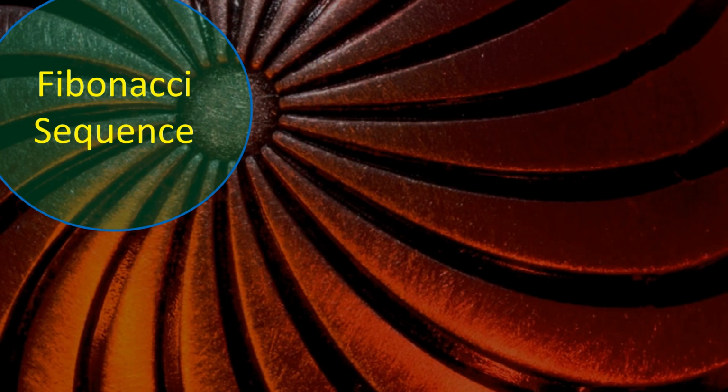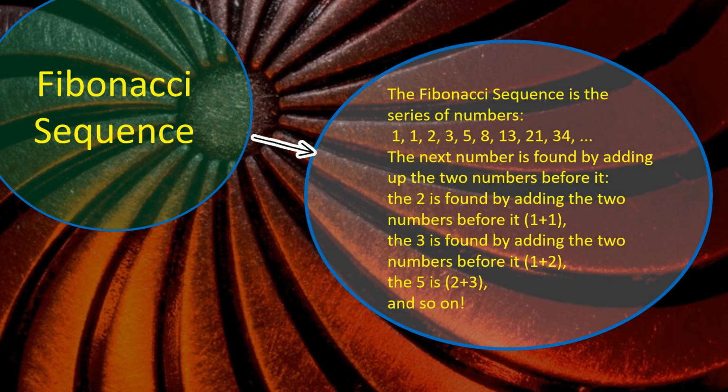Okay, let's proceed to the next sequence, which is the Fibonacci sequence. What is a Fibonacci sequence? A Fibonacci sequence is a series of numbers that starts with 1, 1, 2, 3, 5, 8, 13, 21, 34, and so on. This is the Fibonacci sequence.